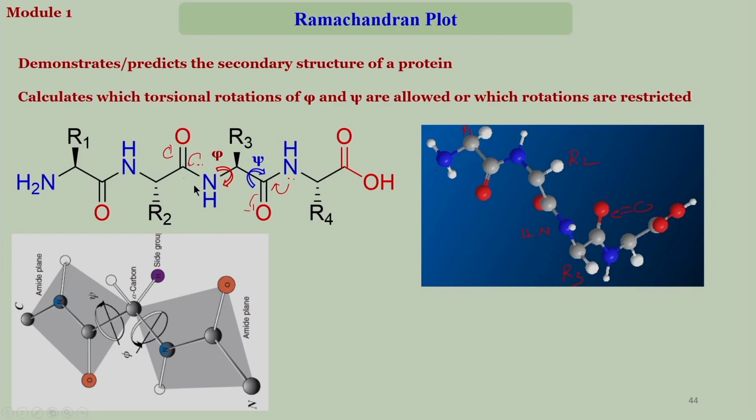Here you can see this angle is known as omega, the peptide angle, and of course this is fixed at 180 degrees because this is the best to avoid the lone pair or electron repulsions. So, the omega angle is almost fixed at 180 degrees. You can rotate phi and you can rotate psi.